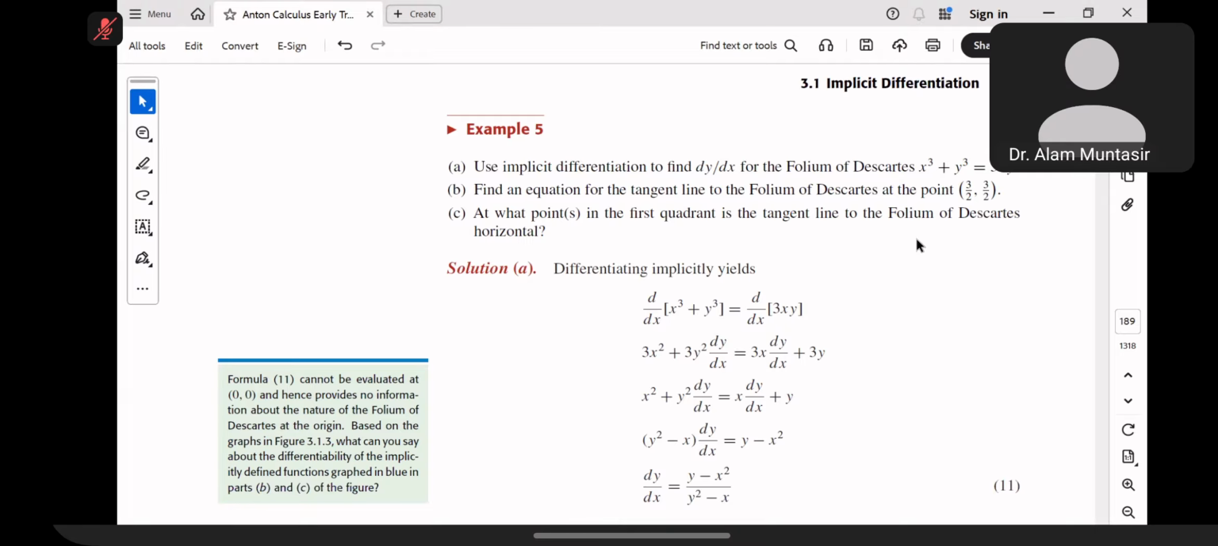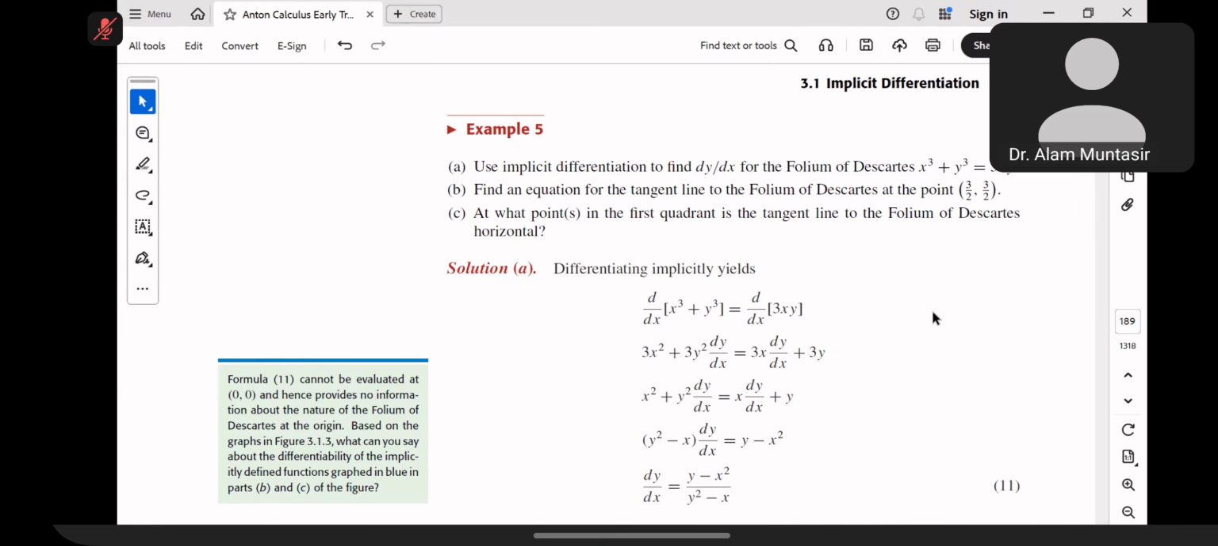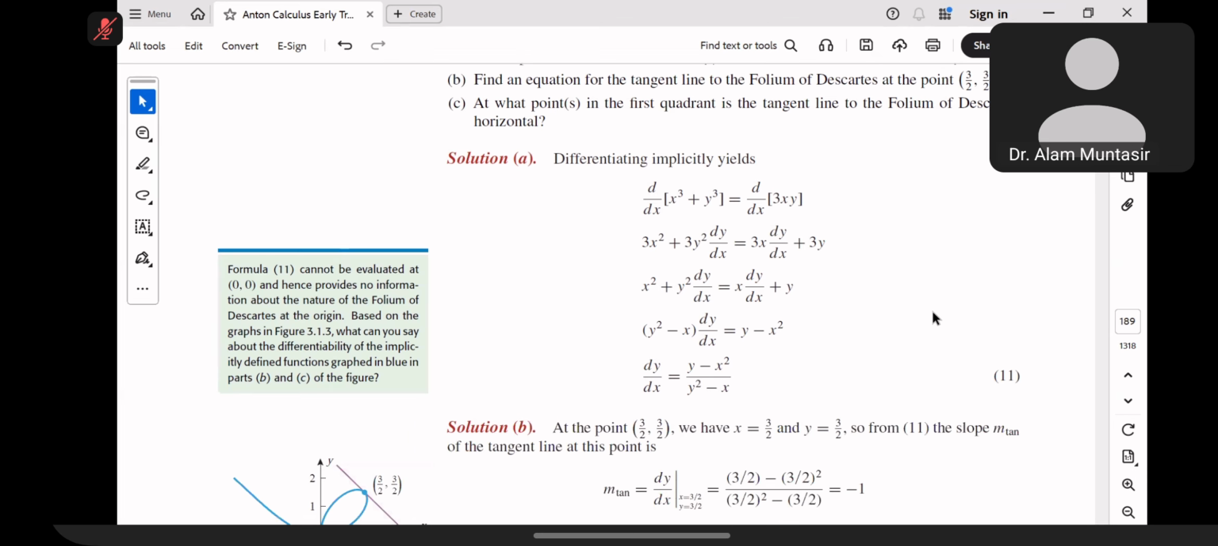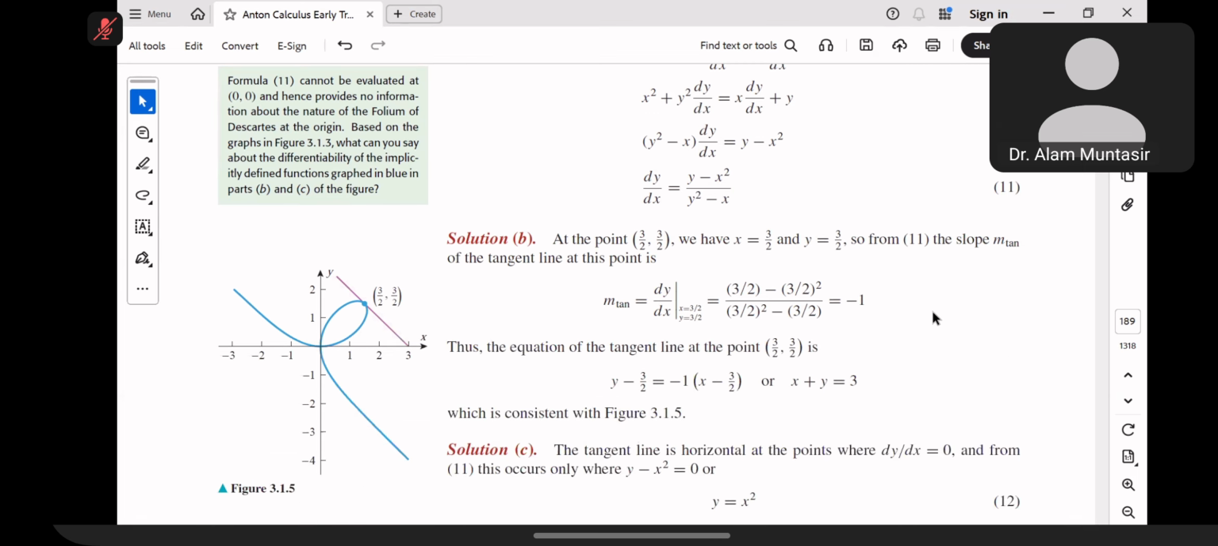Have you gone through the problem? Yes, sir. The first thing is take the implicit differentiation and then get the values of the slope at that point. And once you have the slope as well as the passing point, you can get the equation of the straight line. Okay?